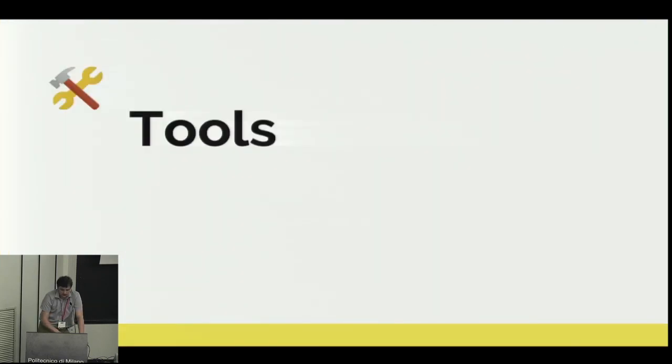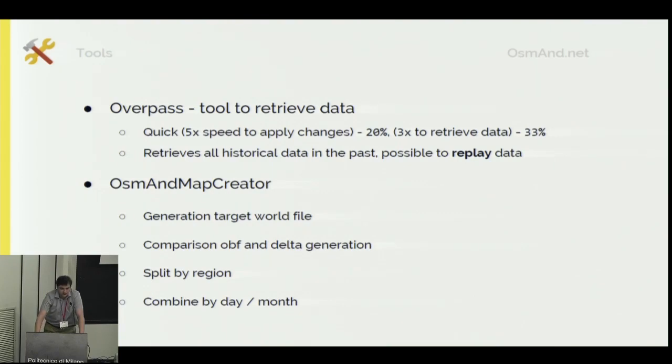So let's switch to the topic of the tools. As I said, Overpass is the most important tool we are using underneath. And it's great that it's backed by the community and provided for us as a third party. So we can always re-download if it's corrupted or crashed, and re-download things from the past. It's also relatively quick to apply the changes, a factor of 5. It's relatively quick as well to retrieve the data, though it becomes much slower, a factor of 3.